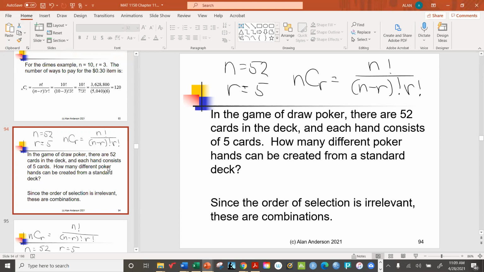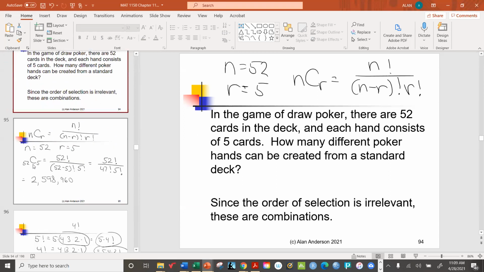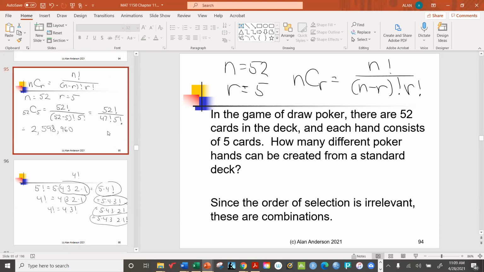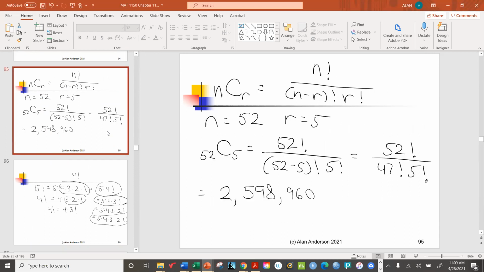So the question is, how many hands are possible when we're playing draw poker? Well, for this one, of course, we have n is 52 and r is 5. Now, this one involves some very, very large numbers. You might want to think about simplifying, but any way you look at it, let me show you what it looks like when we fill everything in. It reduces to this number right here.